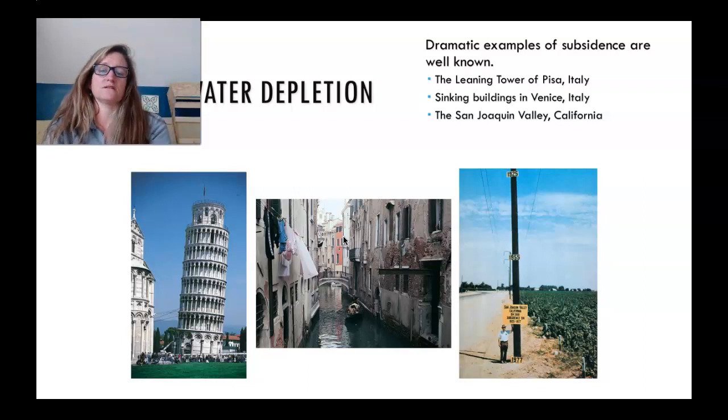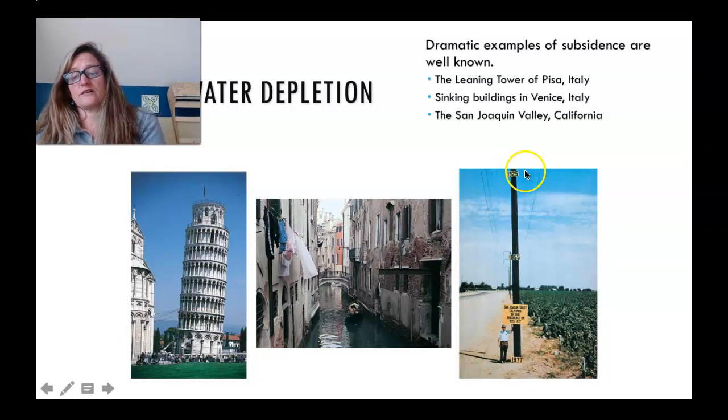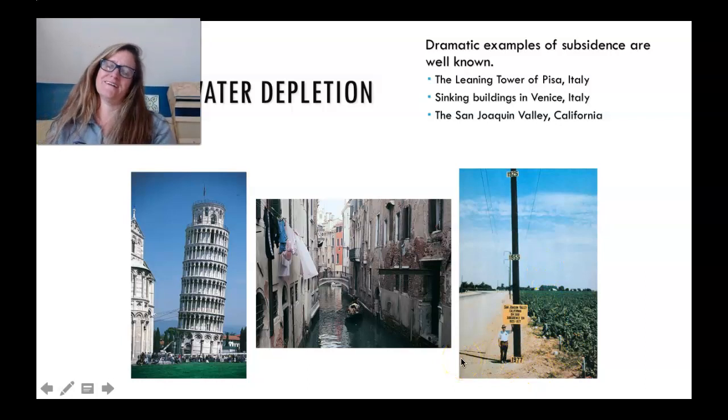The last image is the San Joaquin Valley in California, another place where irrigation has collapsed the pore spaces in the aquifer and the ground surface is sinking. At the top of this is 1925. That was literally the elevation of that valley. Here's 1955 and here's 1977. It'd be nice to see an update of that image.